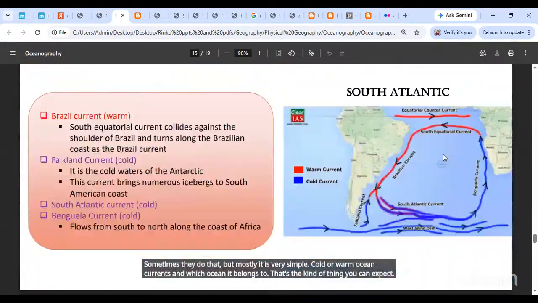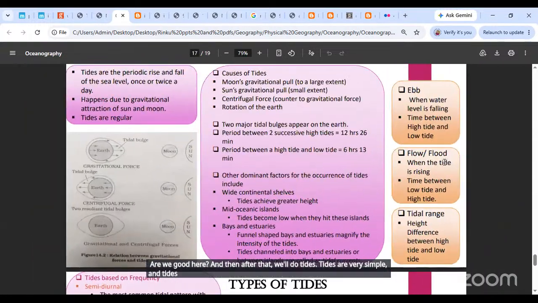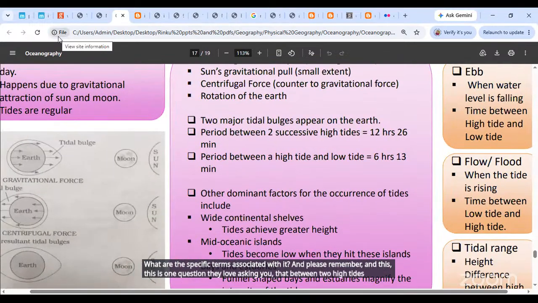Are we good here? And then after that, we'll do tides. Tides are very simple. In tides, we'll cover what tides are, what the causes of tides are, and the specific terms associated with it. And please remember, this is one question they love asking: between 2 high tides, how much time elapses? Between 1 high tide and a low tide, how much time elapses?